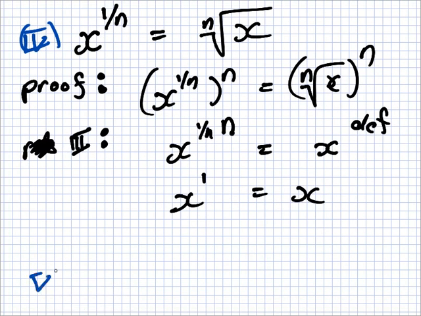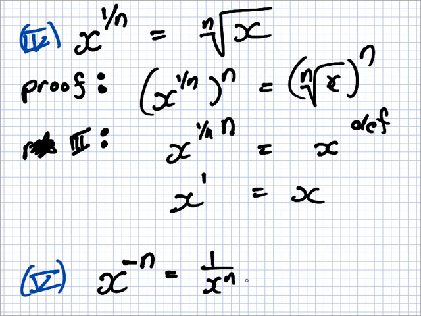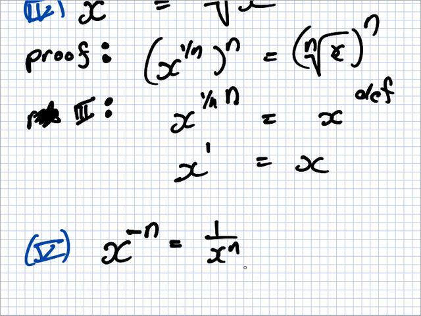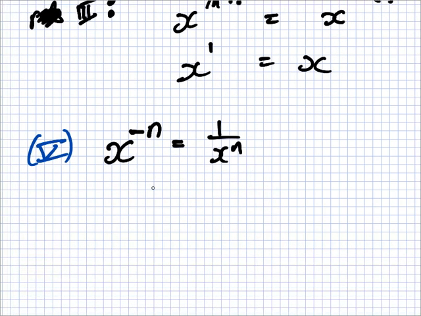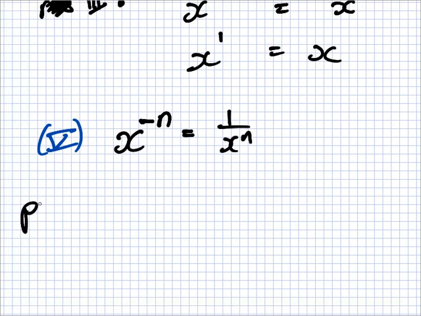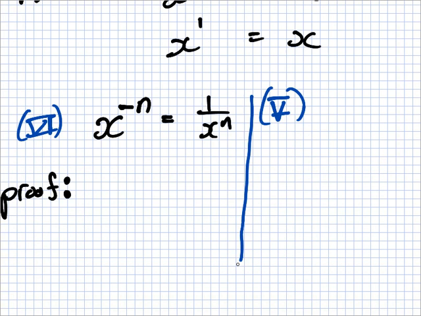Okay, so the fifth one, I think we'll do minus power now. So x to the power minus n, that's equal to 1 over x^n. Okay, so proof. Proof's a little bit easier actually if I call that the 6th rule and then make this the 5th rule. So I'll just do a little bit of renumbering.